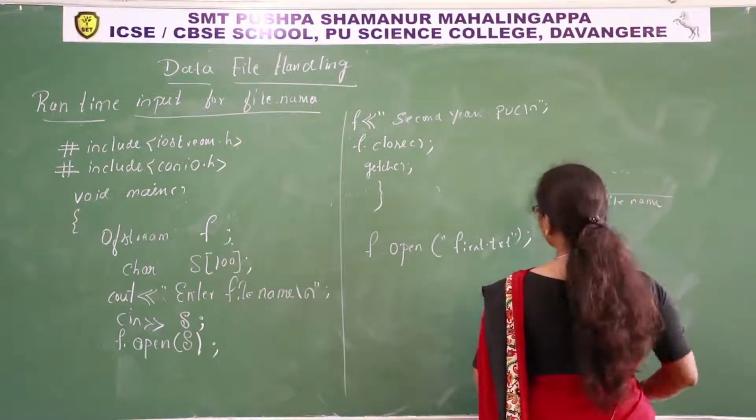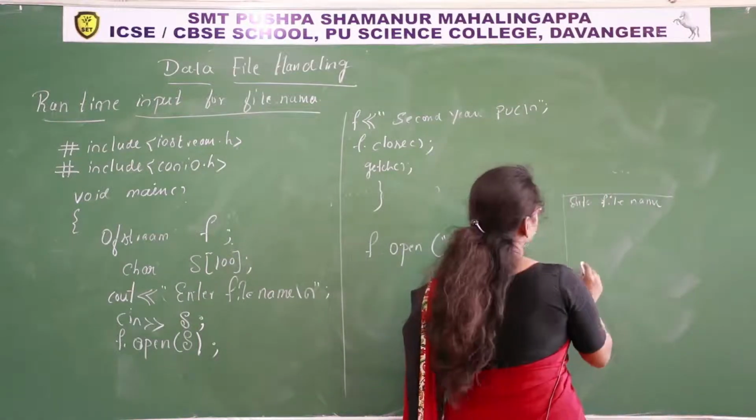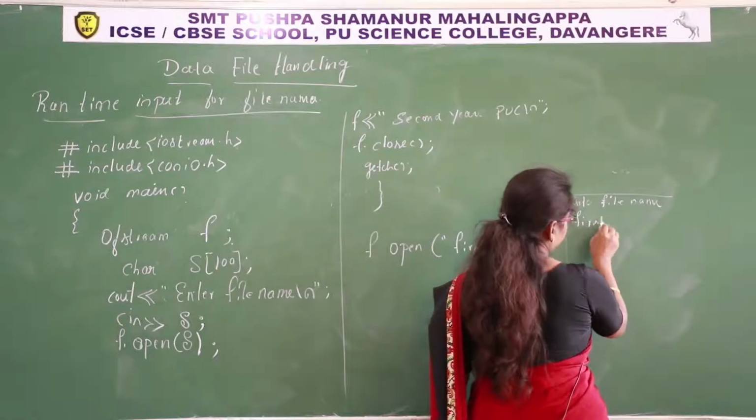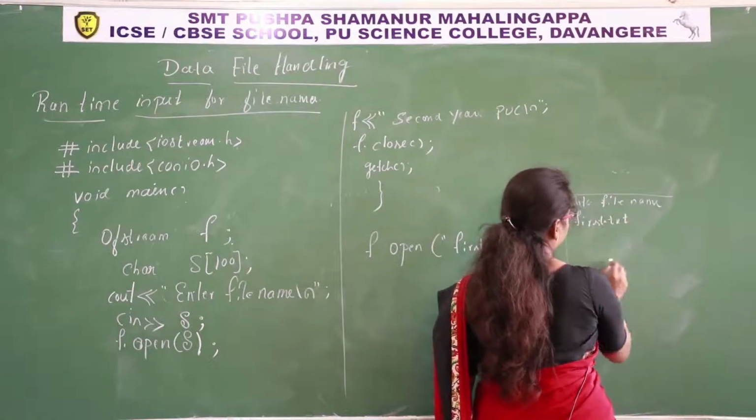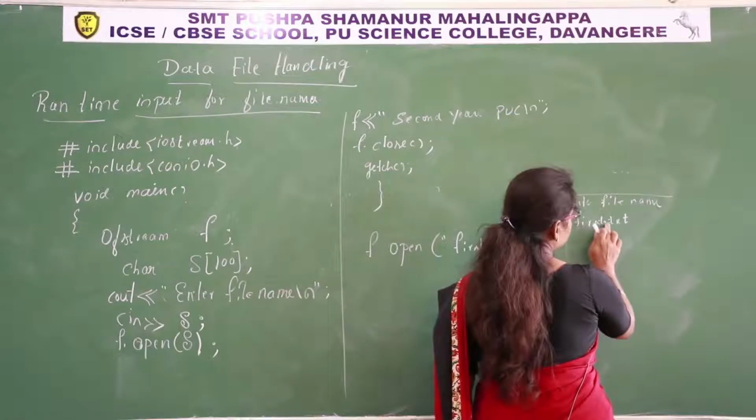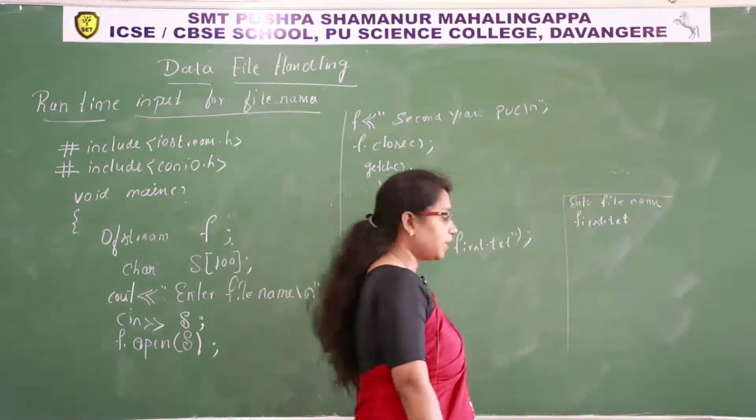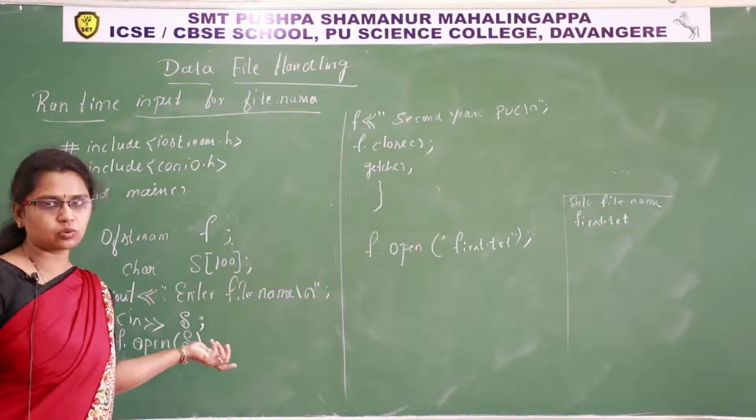After that, the user will enter a value, that is the file name. Assume first.txt. How many characters? 1, 2, 3, 4, 5, 6, 7, 8, 9. 9 characters. I had taken 100, so 9 characters are stored here.